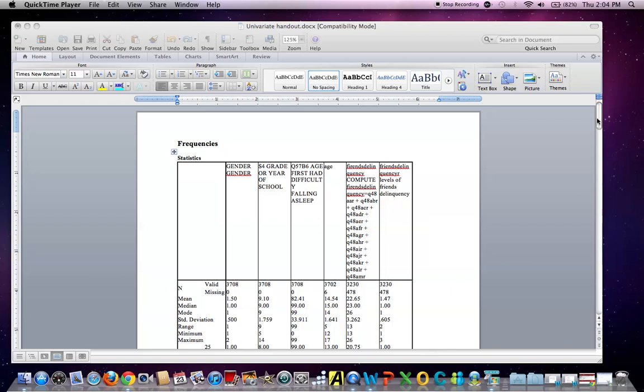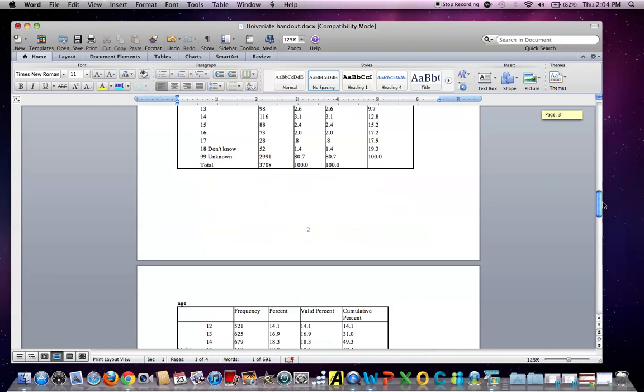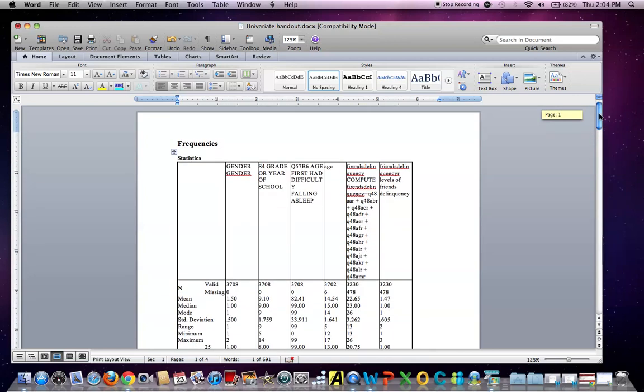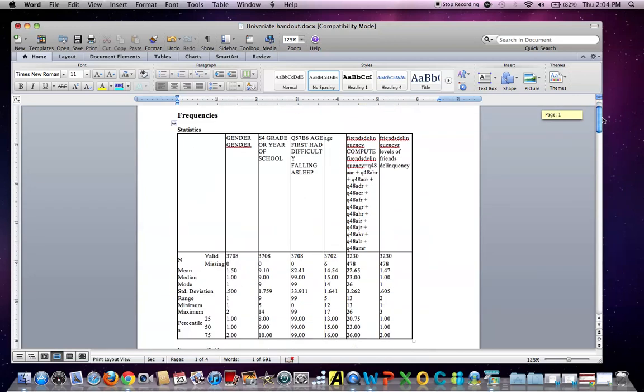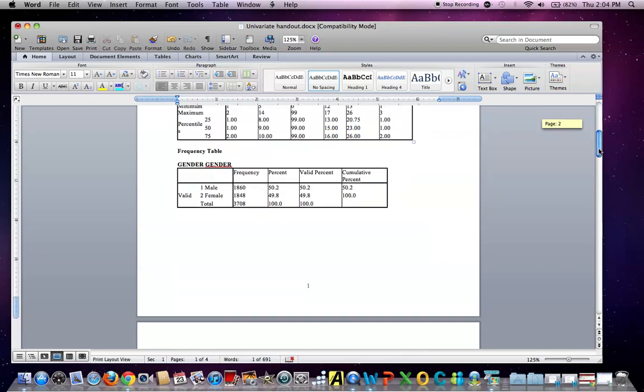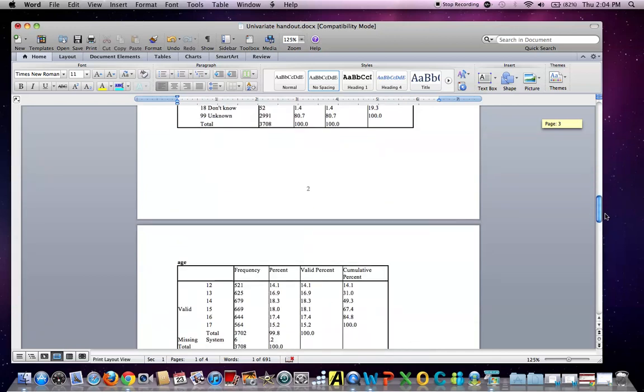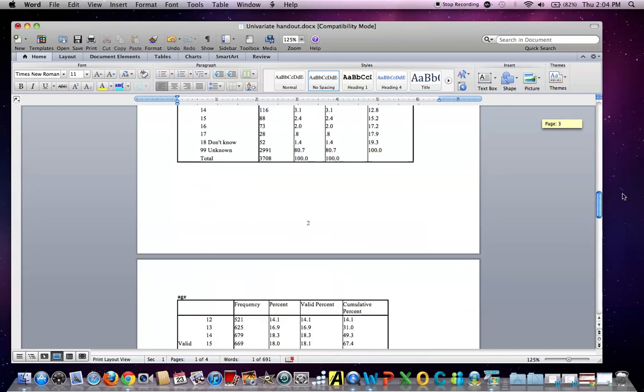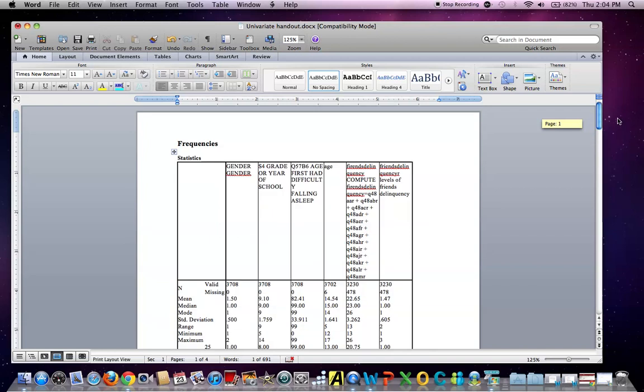Okay, so this is an SPSS printout of a univariate analysis, and the reason why we know that is simply a frequency table. You see frequencies throughout. All right, so let's talk about how to use this printout.